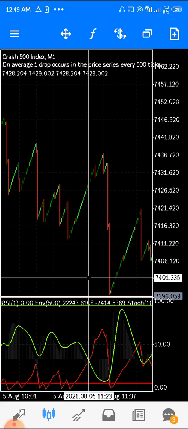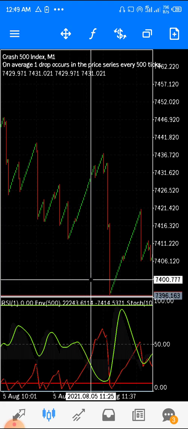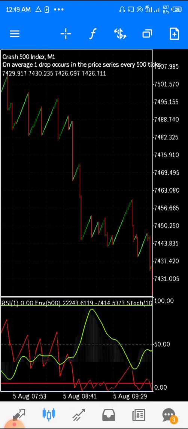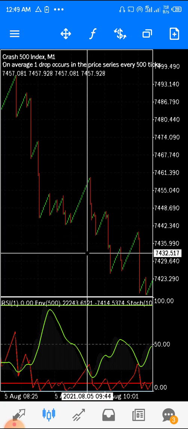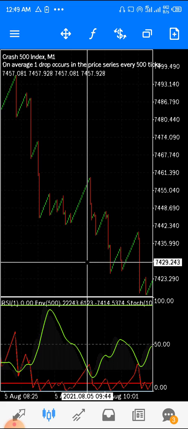5 candles. Look from this point, 1, 2, 3, 4, 5, and then you're out of the market. So guys, can you see? Let's look at this point from here. Okay, this place we were caught by a spike.